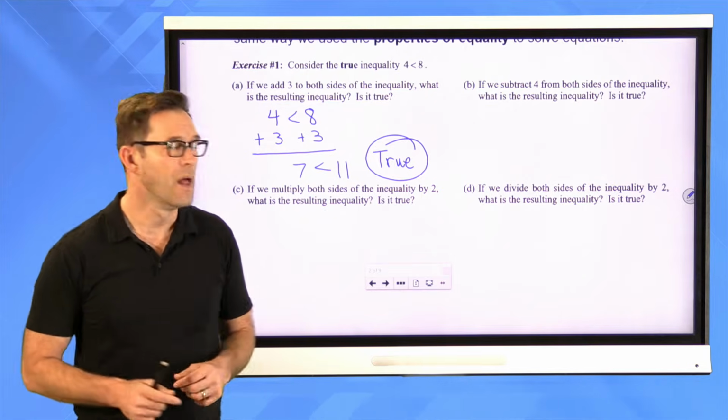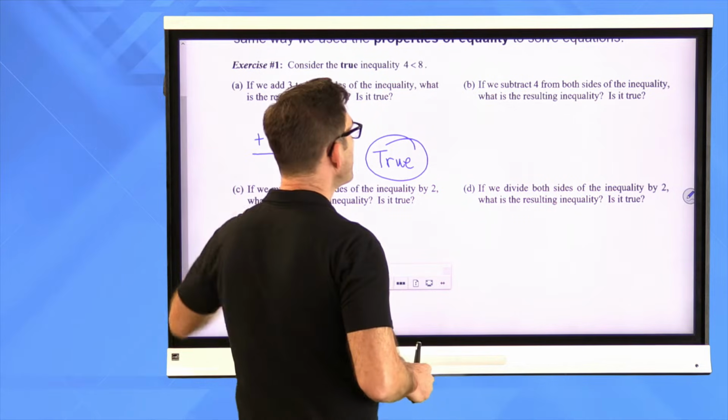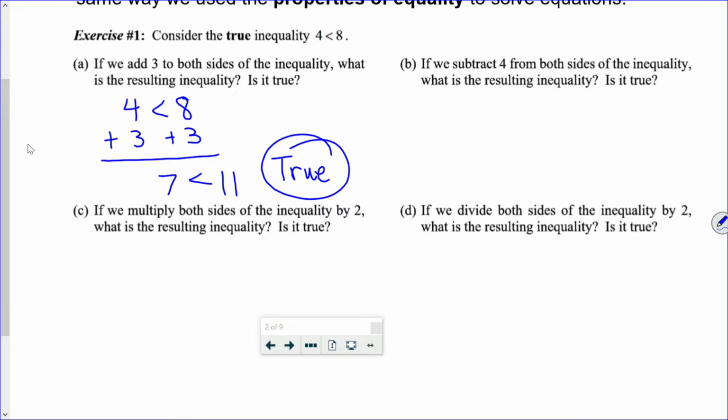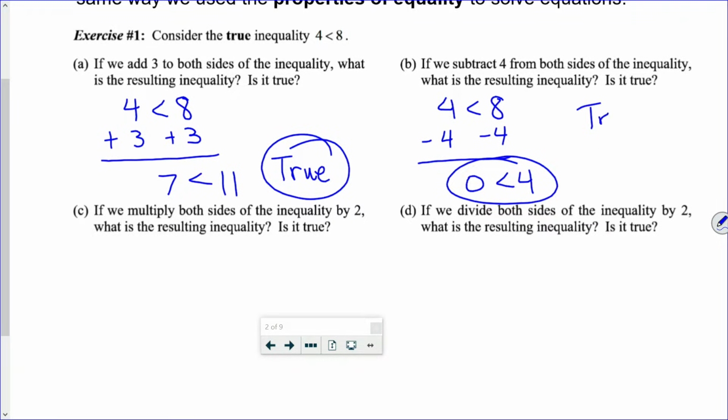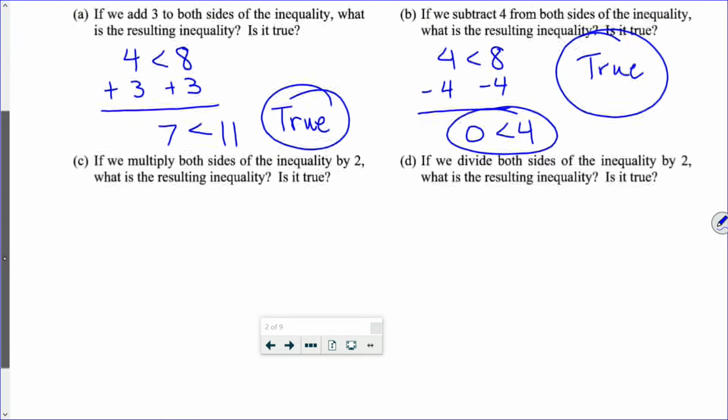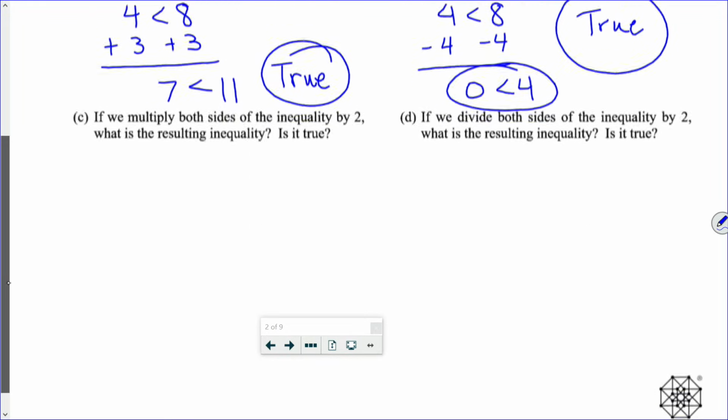All right, let's do it. Letter B. If we subtract 4 from both sides of the inequality, what is the resulting inequality? All right, well, let's see. We have 4 is less than 8. So I'll subtract 4 from both sides and I'll get 0 is less than 4. So that is the inequality I get, and I'm going to say that's still true, right? 0 is less than 4, so it appears that I can subtract the same number from both sides.